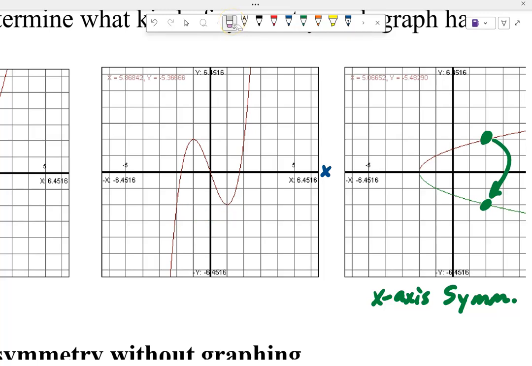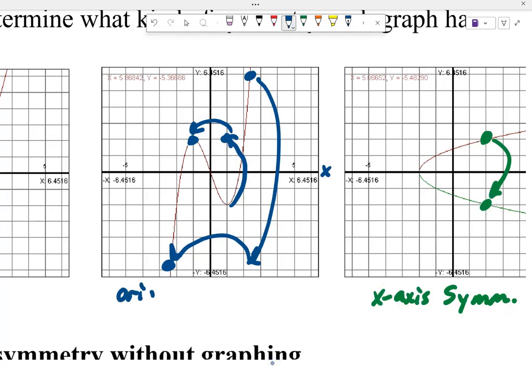Is it symmetric with respect to the origin? In other words, both axes. Well, it would flip it here, and then flip it here. Oh, there it is. Origin. We could try some other points. I'd do this one, I'd flip it, and then flip it, and there it is. So this one is symmetric with respect to the origin. That is symmetric with both axes there.